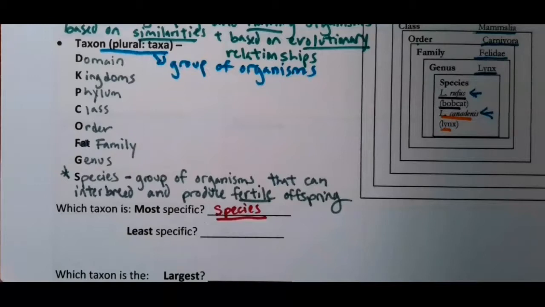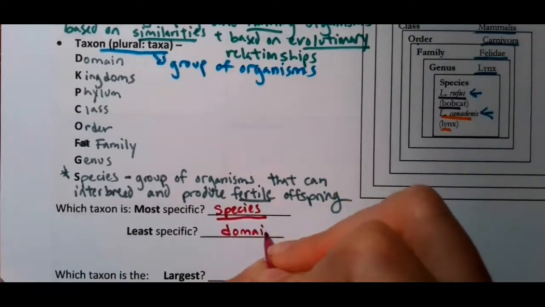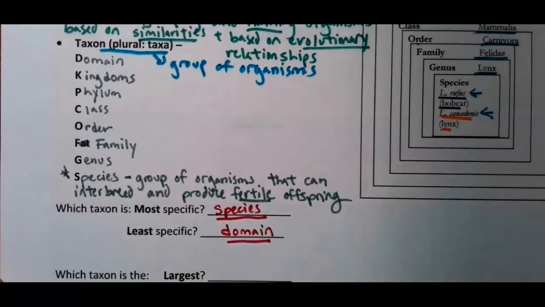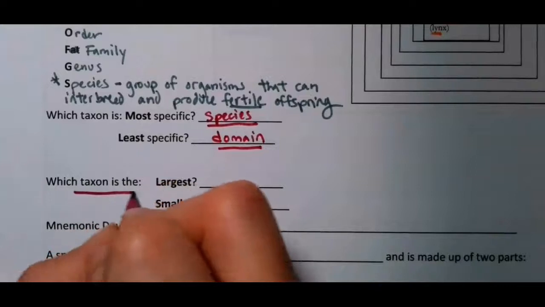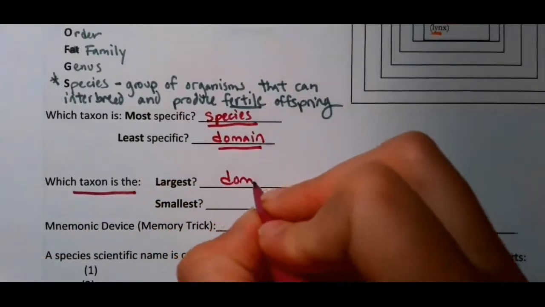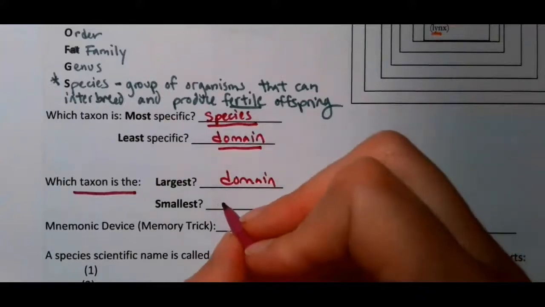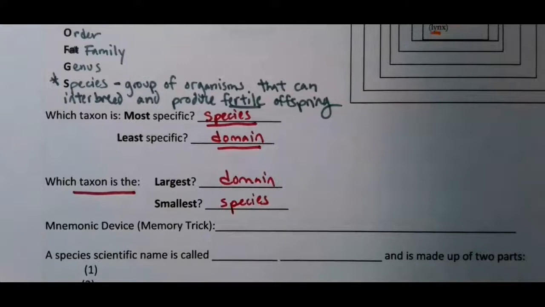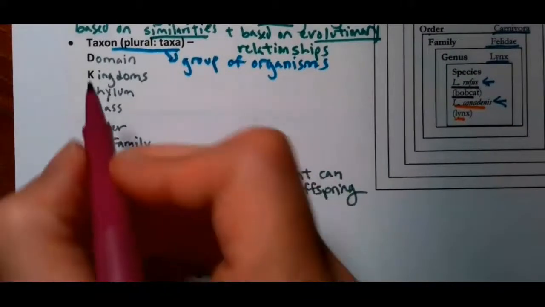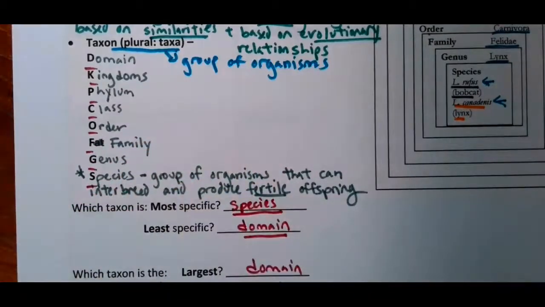It's not as specific. Even bigger groupings than kingdoms are domains. So the least specific is domain. The taxon that's the largest and includes the most number of organisms is the domain. And the taxon that's the smallest and includes the least number of organisms is the species. So you need to know these in order from biggest to smallest. So we have domain, kingdom, phylum, class, order, family, genus, species.